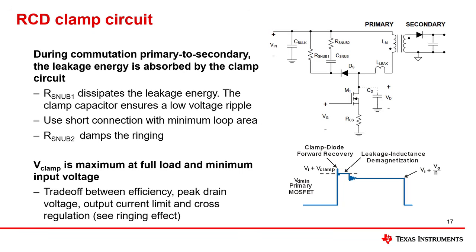Like mentioned before, the leakage energy is absorbed by the clamping circuit during the commutation from primary to secondary. R-snub1 dissipates the leakage energy. The clamp capacitor C-snap ensures a low voltage ripple and R-snap2 damps the ringing. It is important to use a short connection with minimum loop area in the layout. V-clamp will be at the maximum at full load and at minimum input voltage. It is a trade-off between efficiency, peak drain voltage, output current limit and cross-regulation.